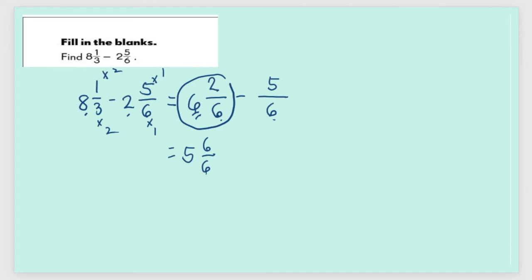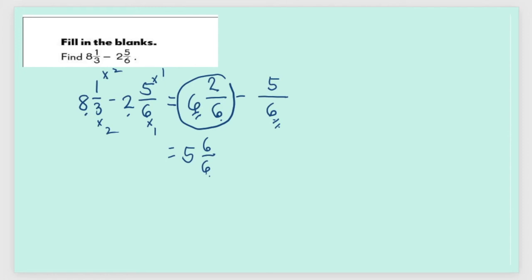Now why did I choose 6 over 6? It is simply because I need to think of a fraction which will make it easier for me to work with the second fraction, 5/6. Looking at the denominator of the second fraction, it is easier for me if I match it with the same denominator. That's why I chose 6 out of 6.